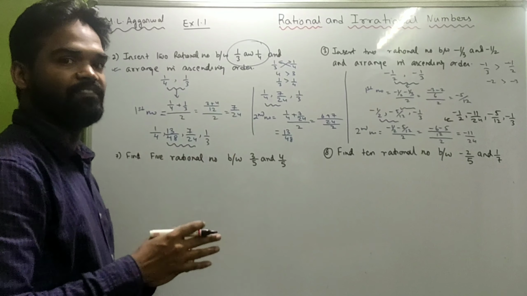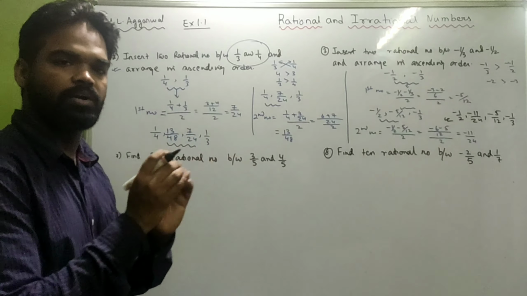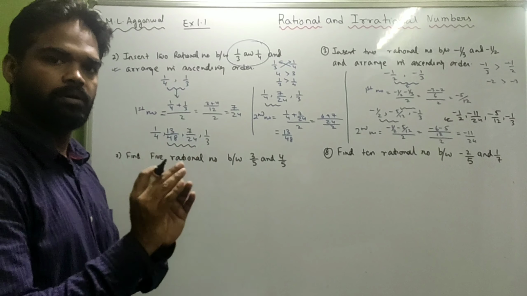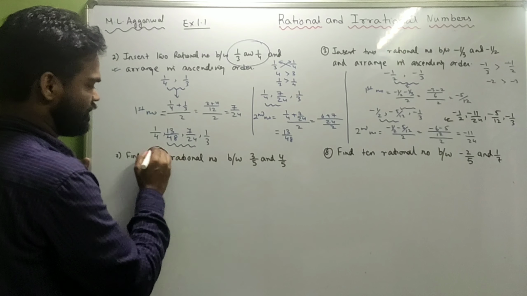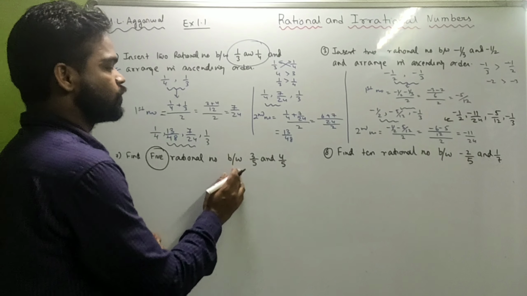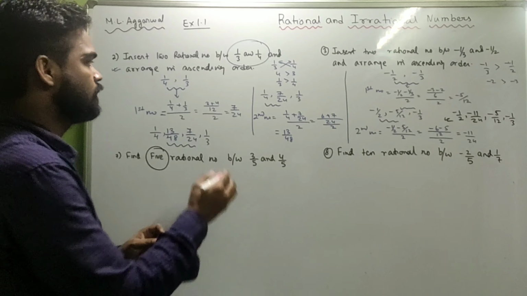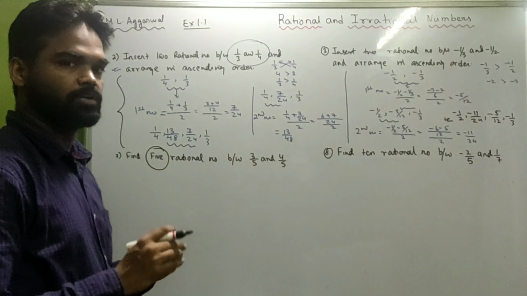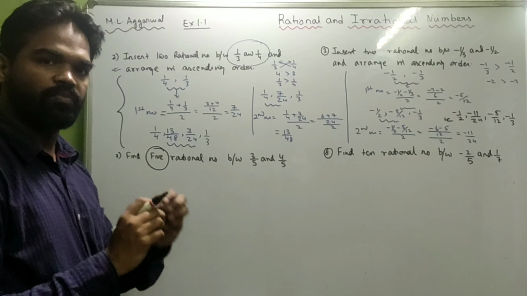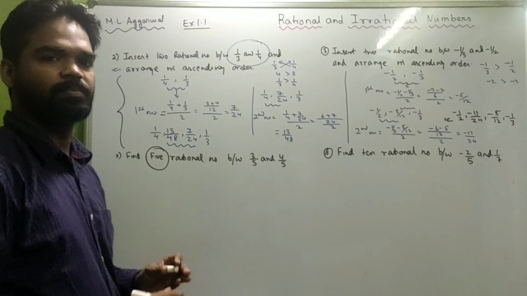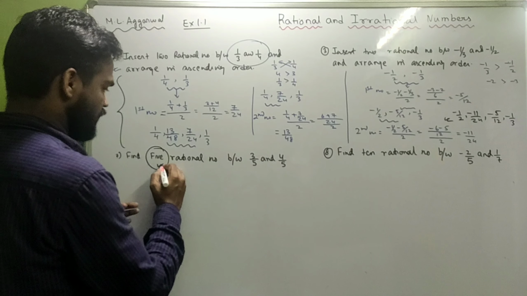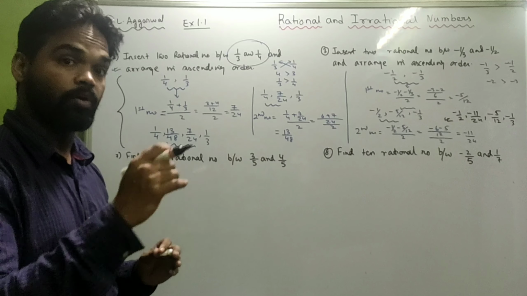So this was the average way. You just add the 2 and divide by 2. You will get the number between those two given numbers. But suppose, look over here, you have to find 5 rational numbers between 3 by 5 and 4 by 5. Again, the average method is time consuming. So if you have to add 1 or 2 numbers, the average method is okay. But 5, 10 numbers will follow another way.